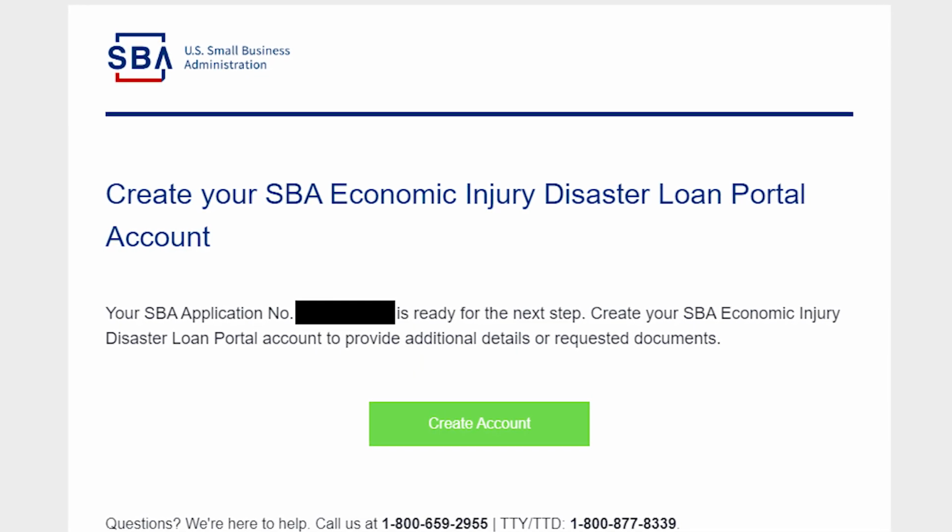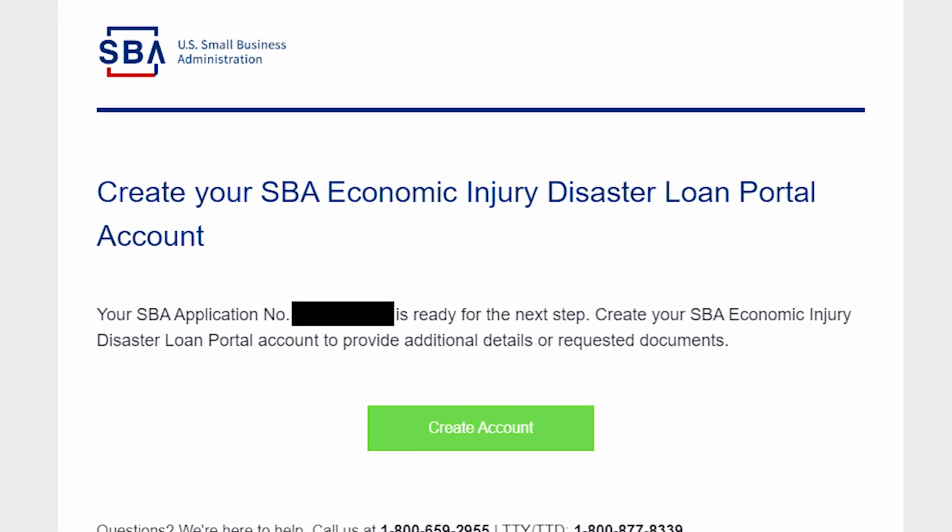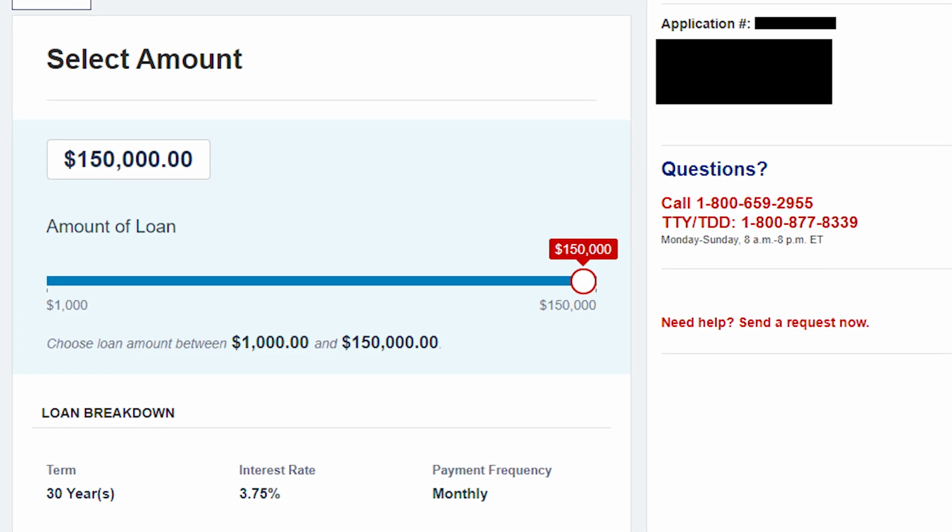Now, moving forward, a few weeks later, you'll get an email from the SBA requesting that you open a portal for your loan application. So you'll see an email just like this, where you click the button and create an account with the SBA Loan Portal. Now, after you create the portal account, you're gonna see another screen like this, where you select the loan amount that you want to apply for. And a few days later, after you submit the loan amount and finalize the submission, the SBA once again will contact you in a matter of days with the loan documentation as well as the contract for the SBA EIDL loan.